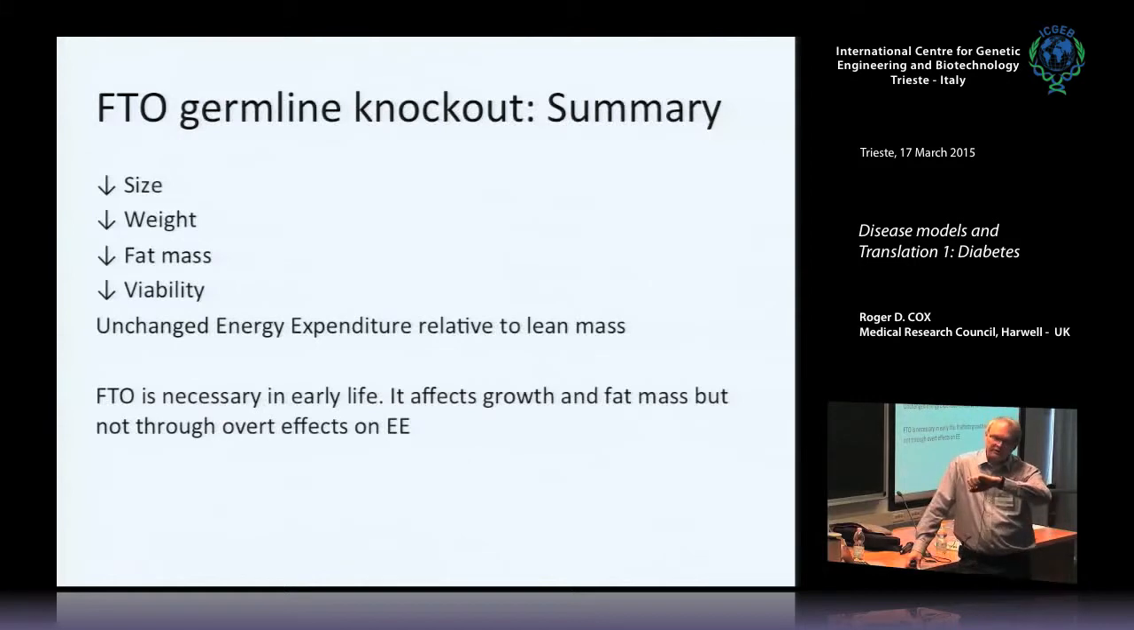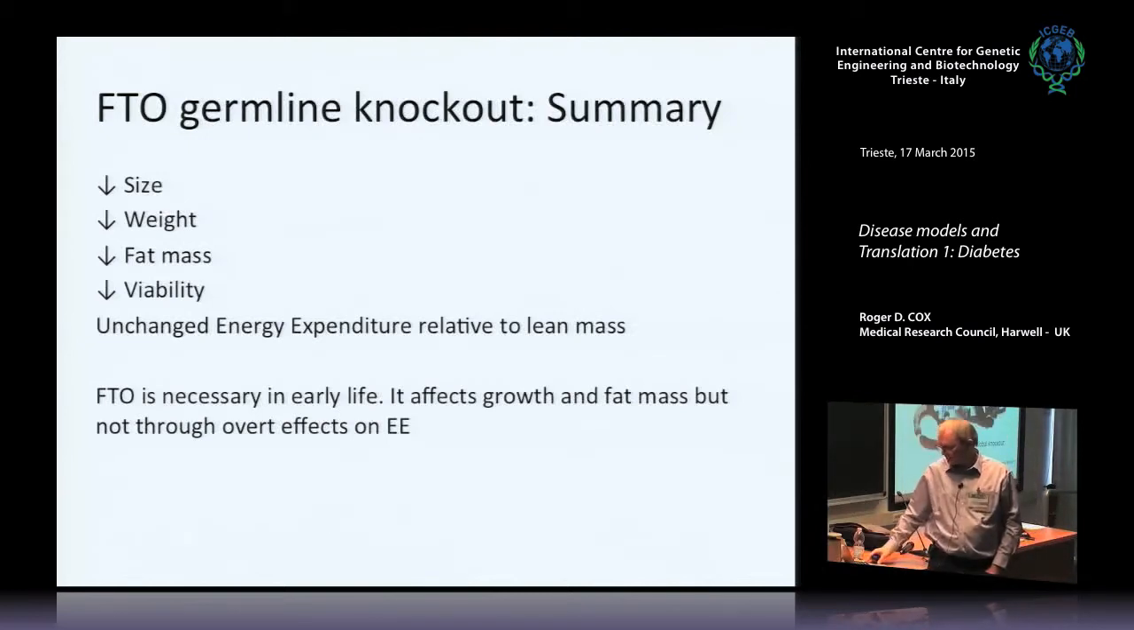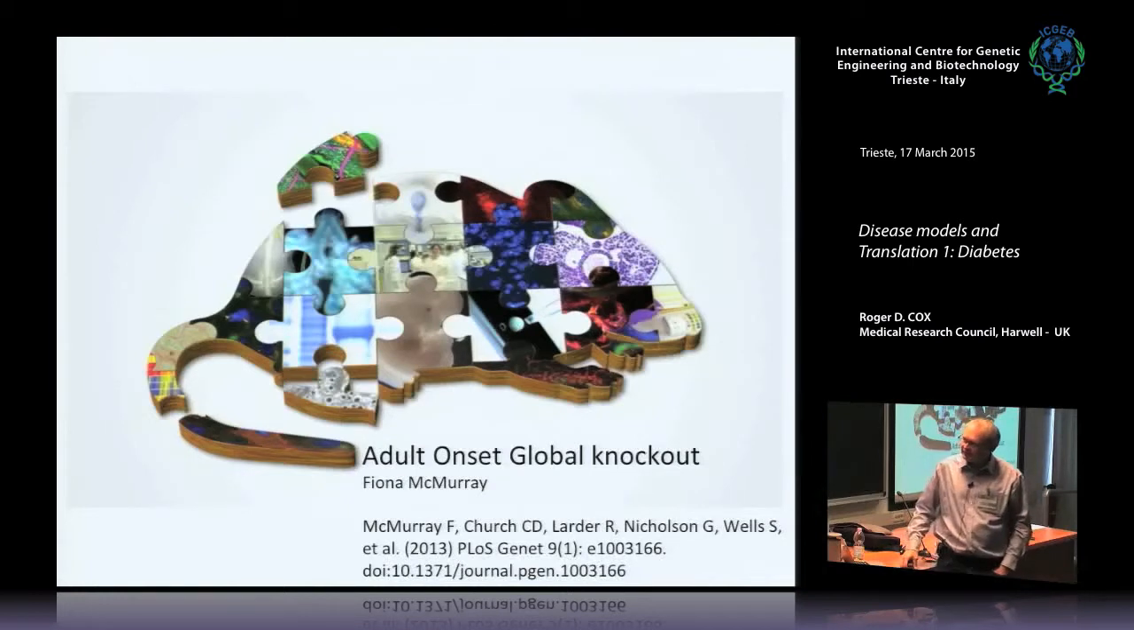So the knockout mice have reduced size, so there may be a developmental defect of some sort, reduced weight, reduced fat mass, and reduced viability. I didn't mention that, but they're not particularly viable. We lose a certain number before weaning. And there's unchanged energy expenditure relative to lean mass. So FTO is clearly necessary in early life, and it affects growth and fat mass. We wanted to avoid the lethality and ask what happens when you remove FTO in the adult. FTO is present in the experiments I'm about to show you during embryonic development, so we should get away from the smallness and the early perinatal lethality.